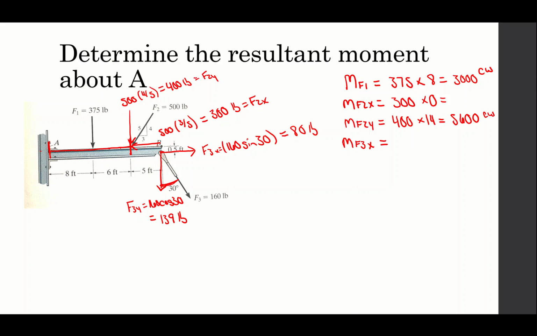Okay, MF3x, it is what distance from that point to A? 0.5 right here, that width of the beam. Okay, they like to be tricky. And is it going clockwise or counterclockwise? Okay, if it's down here, I wish I could rotate it for you. If you were to rotate your head and look at it from the positive Y, it would be going counterclockwise.